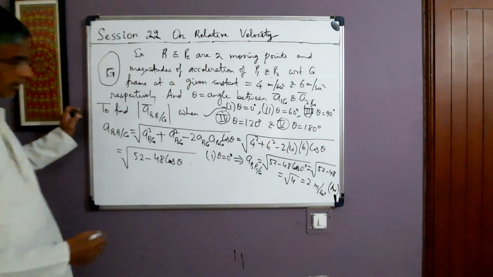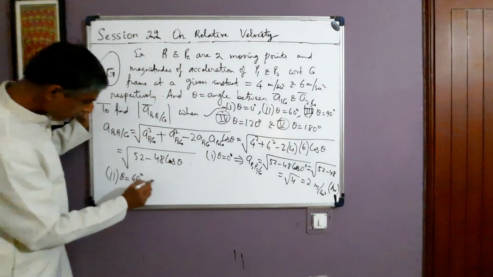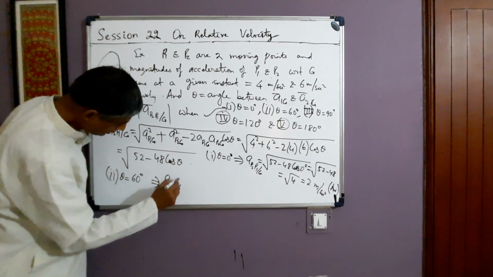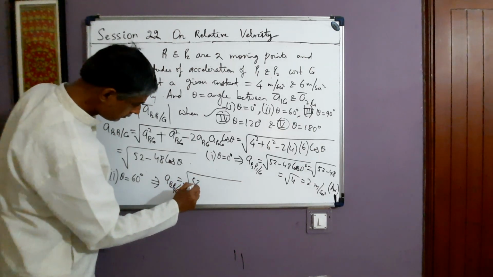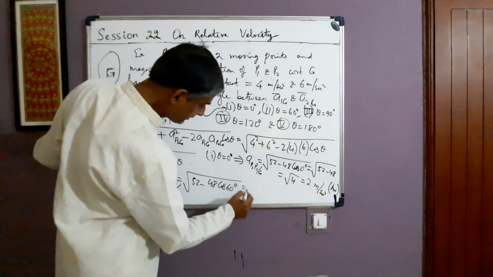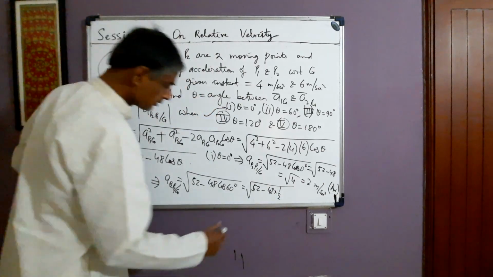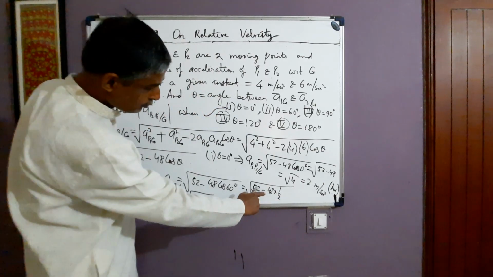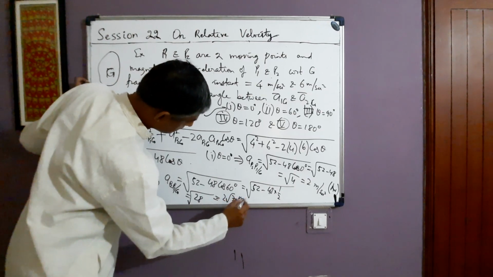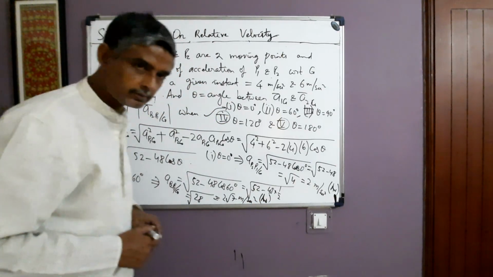Fine. Now second case, theta is given to be 60 degree. In this case again we have to determine A P2 P1 G magnitude. So this we write as A P2 P1 G is equal to root under 52 minus 48 cos 60 degree. Cos 60 degree becomes half by trigonometry. This becomes 52 minus 48 into half. This becomes root under 52 minus 24. That becomes 28. So this becomes 2 root 7 meter per second square. This is the answer to the second part of the question for the value of theta equal to 60 degree. Okay, fine.